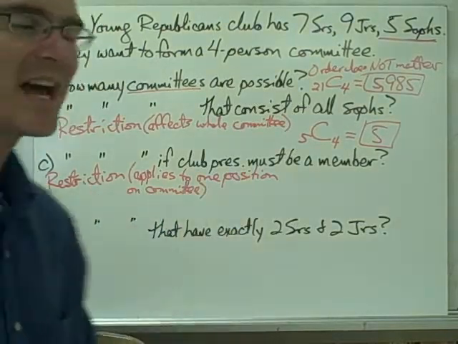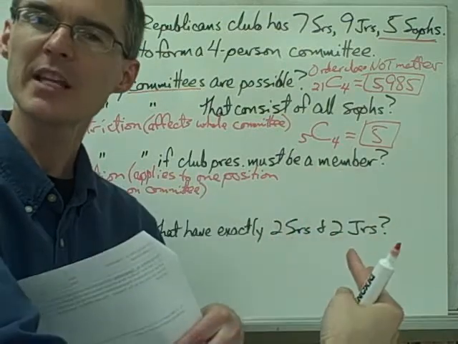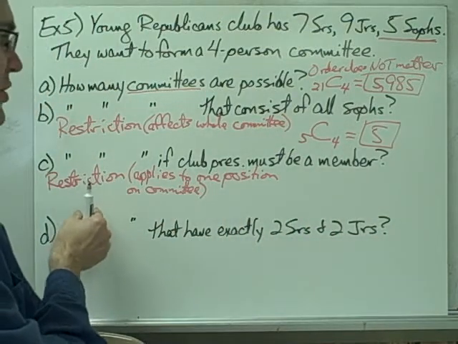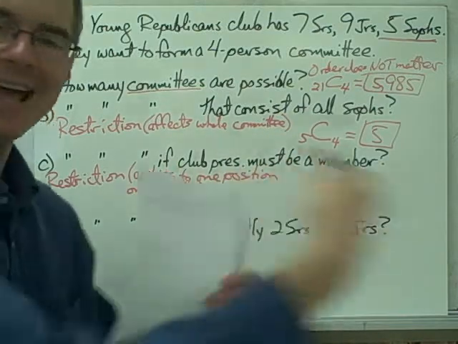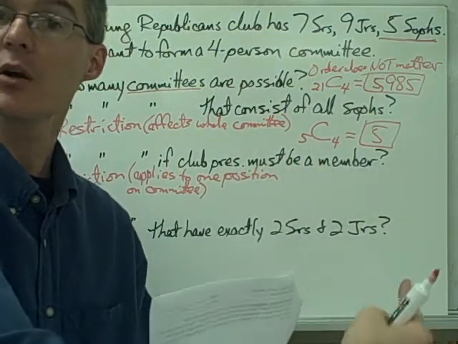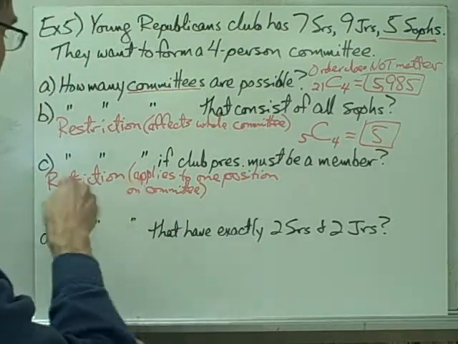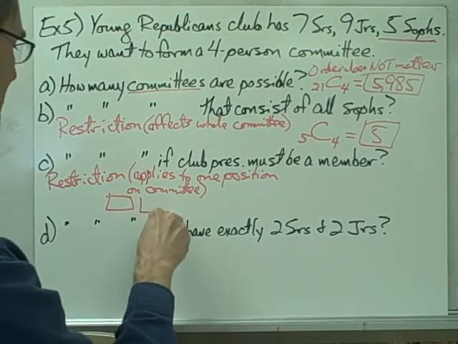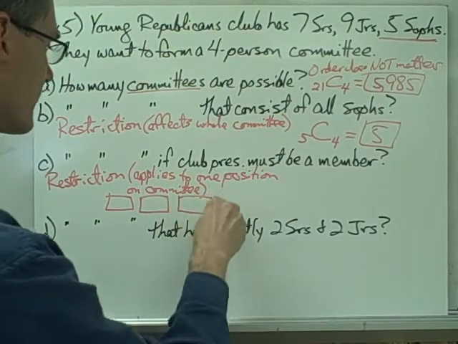All right, so now I've got a restriction that's kind of breaking up my committee. One part of the committee is restricted to just this one person, the club president, and the other slots on the committee are open to everybody else. So what I'm going to do to deal with this restriction is use my box method again.